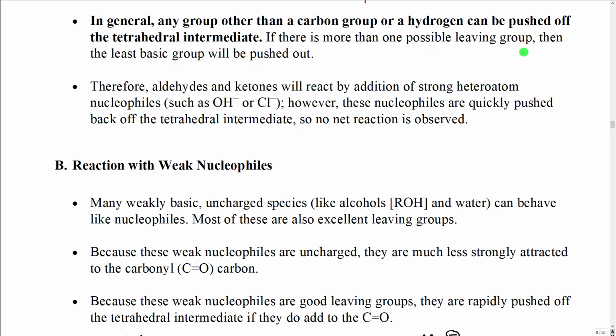If there is more than one possible leaving group, the least basic group will be pushed off, so we would want to go to our pKa table and look in the base column and find the group that is the highest up in the right-hand column, in other words, the weakest base. That would be the preferred group to leave.